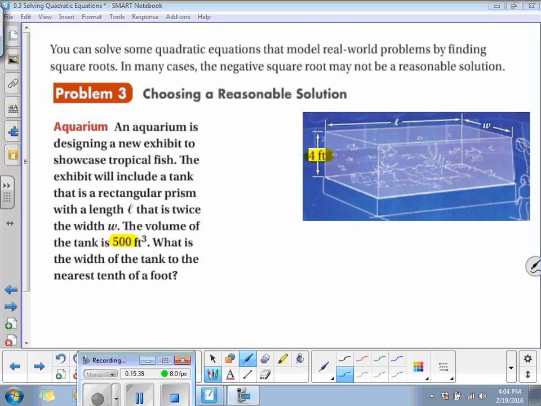Alright, problem 3 is choosing a reasonable solution. You can solve some quadratic equations that model real-world problems by finding the square roots. In many cases, the negative square root may not be the reasonable solution. So here, an aquarium is designing a new exhibit to showcase tropical fish. The exhibit will include a tank that is a rectangular prism with a length L that is twice the width. The volume of the tank is 500 feet cubed. What is the width of the tank to the nearest tenth of a foot?